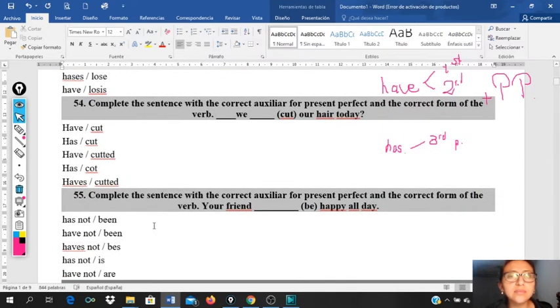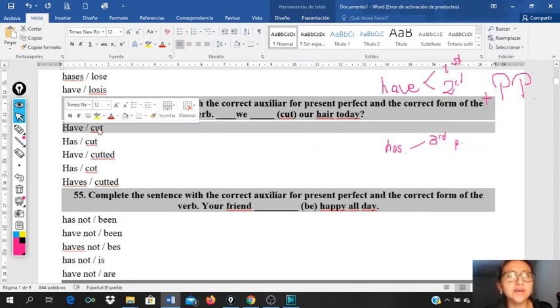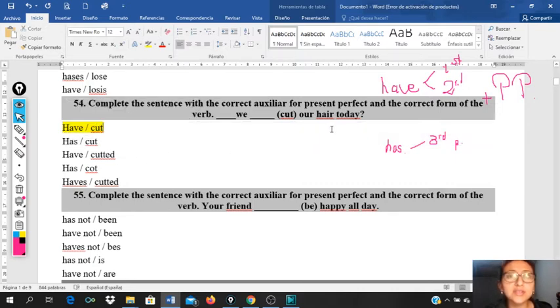Okay. The next. We cut our hair today. Very good. Have we cut our hair today? Hemos cortado nosotros nuestro cabello el día de hoy.